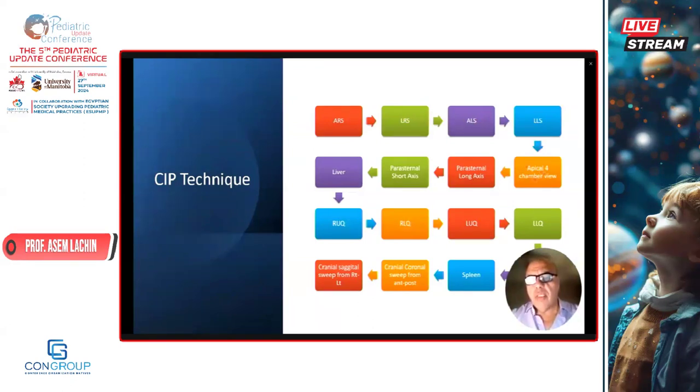Here we go to the apical 4-chamber view, followed by the long axis and short axis parasternal views, again looking for cardiac tamponade, cardiac contractility, cardiac filling, and volume.